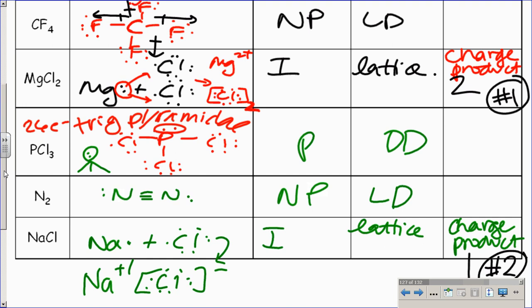Is the charge product just the magnitude of 1, or is it both multiplied together? It is the magnitude of the 2 charges that were used to make this. No, it's the charge of the 2 different ions, not the summative charge. It's just the 2 different ones. So this is a +1 and a -1.